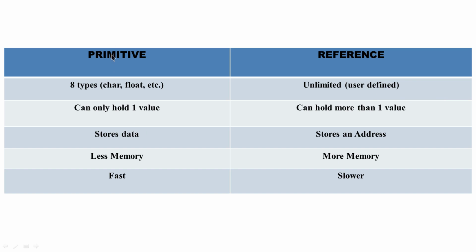The primitive data type can only hold 1 value, while the reference data type can hold more than 1 value. The primitive data type stores data, while the reference data type stores an address. The primitive data types consume less memory, while the reference data types consume more memory. The primitive data types are fast, while the reference data types are slow. So that's pretty much it on data types.